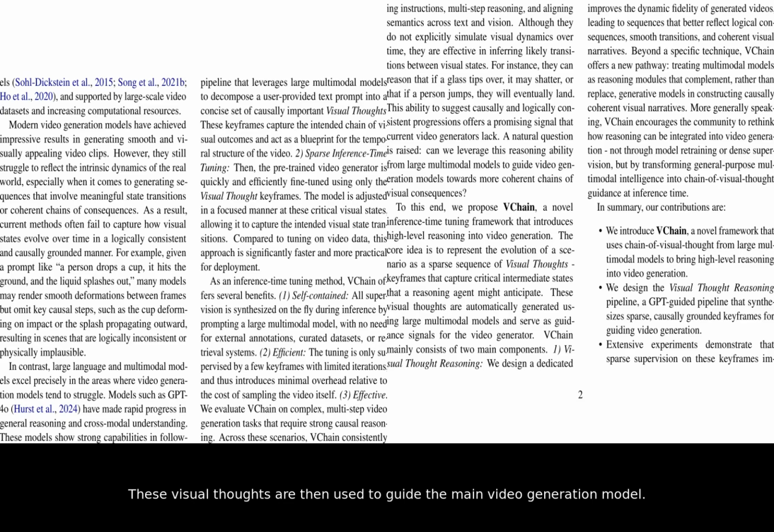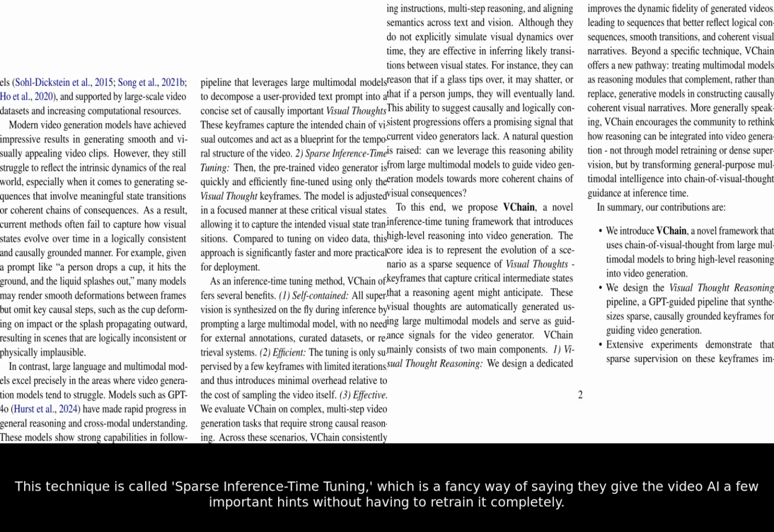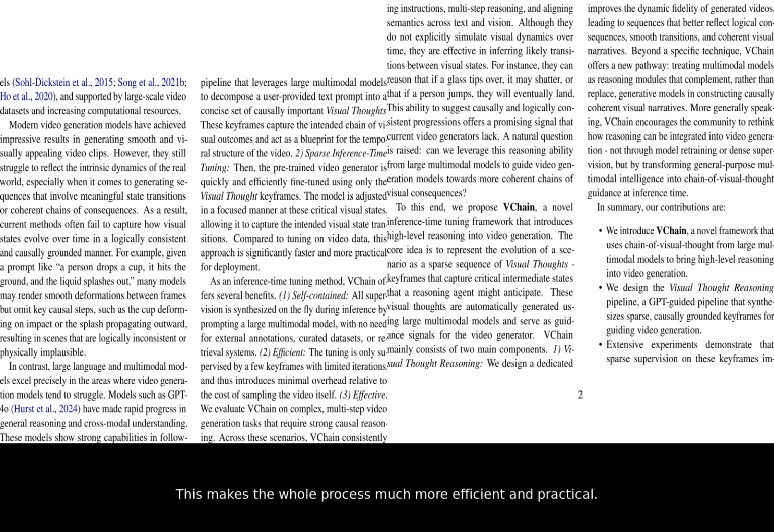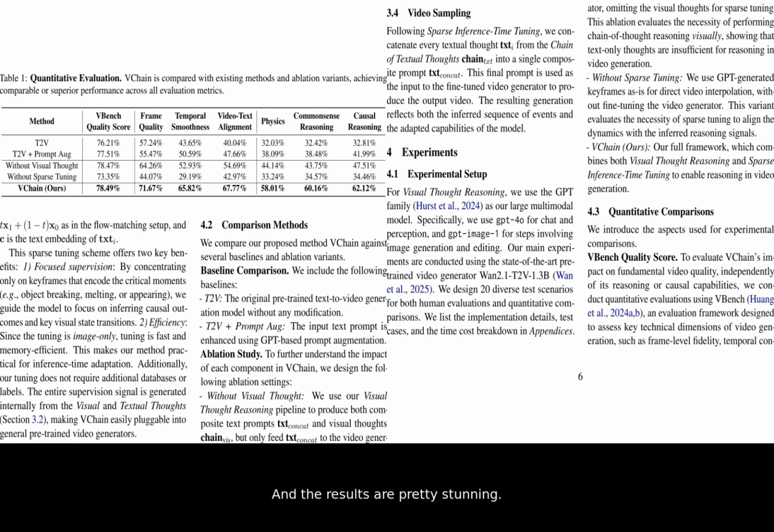These visual thoughts are then used to guide the main video generation model. This technique is called sparse inference time tuning, which is a fancy way of saying they give the video AI a few important hints without having to retrain it completely. This makes the whole process much more efficient and practical. And the results are pretty stunning.